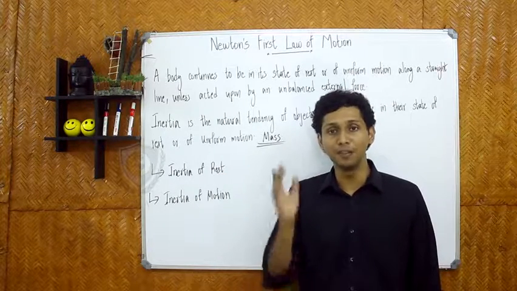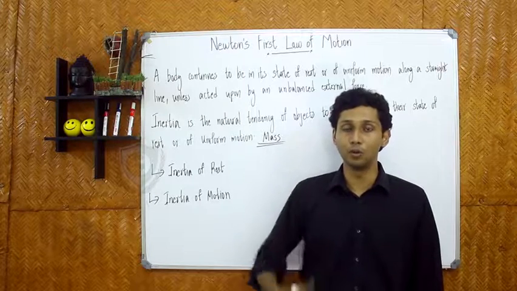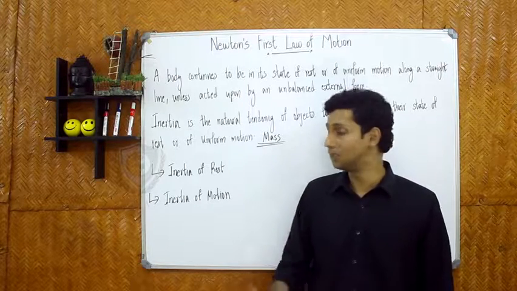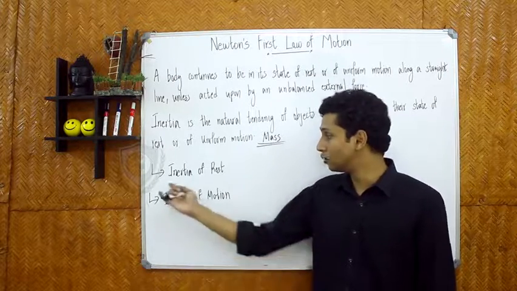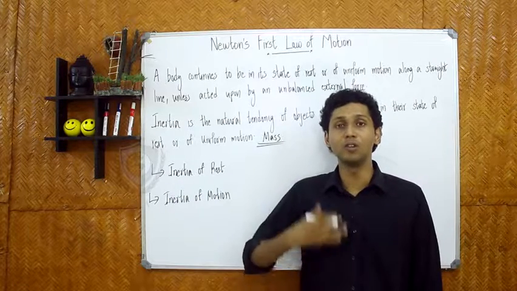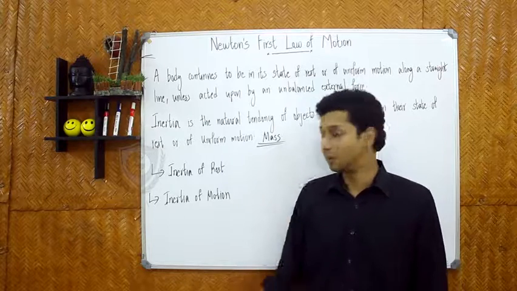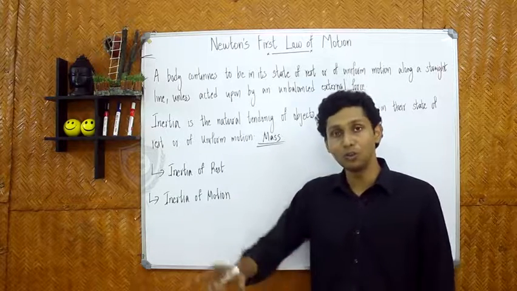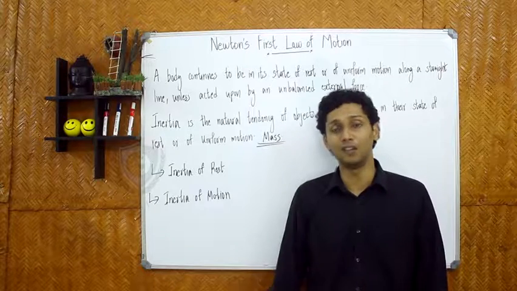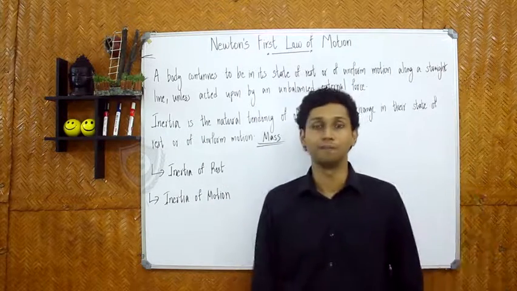Inertia of rest means, as we know, a body would continue to be in its state of rest. That means it would try to resist any change to its state. So that is known as inertia of rest. Whereas inertia of motion means the body would try to resist any change to its state of motion. Initially it is in the state of motion, so it would try to resist a change to the state of rest. So those were inertia of rest and inertia of motion.